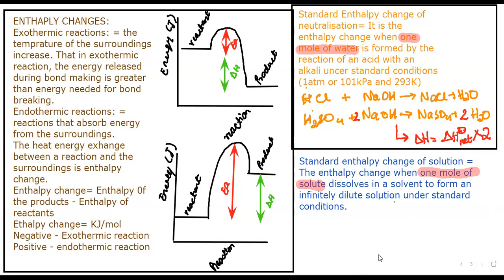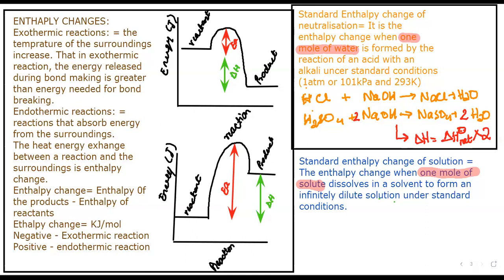What is an infinitely dilute solution? An infinitely dilute solution is a solution which is so dilute that adding any more water won't change the enthalpy change anymore. Whatever my enthalpy change is, adding any more water to it will not bring any more changes. The enthalpy change value is not changing anymore. It has become constant. So when I add so much water to the solution that no more heat energy change is taking place, that is when you're at an infinitely dilute solution.